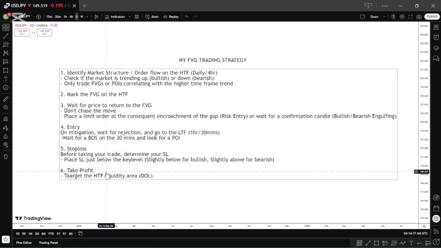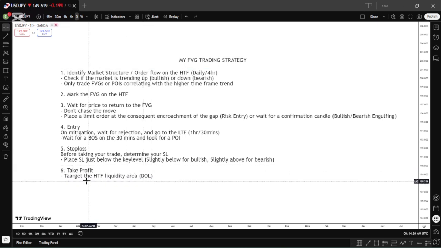Place stop loss just below the key level, slightly below for bullish, and slightly above for bearish, and also mark out your take profit. Many people jump into trades without knowing when to exit the market, because one thing is, the market is not ours, we're just there to make money and go.